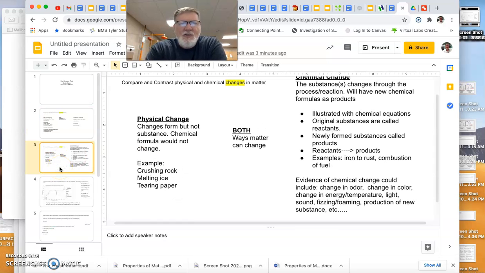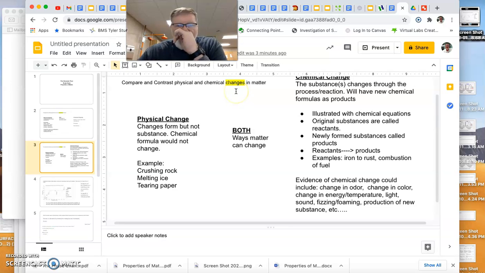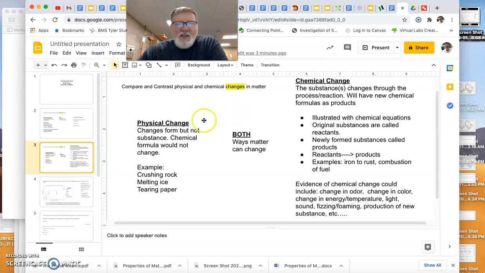Next part of the study guide asks you to compare and contrast physical and chemical changes. And so super important on this test that you distinguish in the question, is it asking you about a property or a change? Because that context will help you to answer the question correctly. So physical changes are things that change in form, but they don't change the substance. The chemical formula for the substance is still the same. And examples are phase changes, crushing things, tearing things, ripping things. All of those are physical changes.